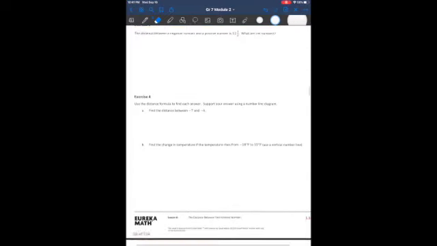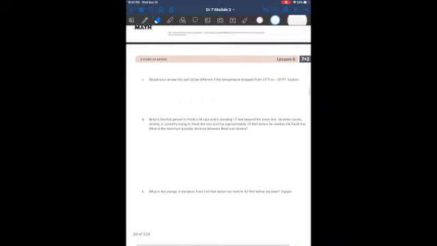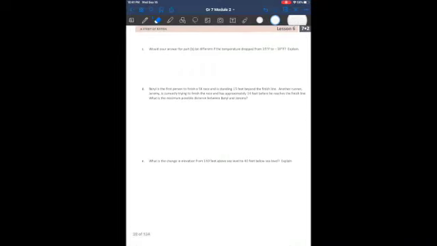Okay, we're gonna skip exercise 3 for now, and most of exercise 4. In exercise 4, we're gonna go down to letter D. So Beryl is the first person to finish a 5K race and is standing 15 feet beyond the finish line. Another runner, Jeremy, is currently trying to finish the race and has approximately 14 feet before he reaches the finish line. What is the minimum possible distance between Beryl and Jeremy?